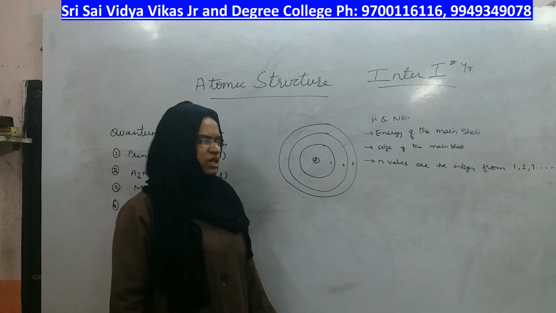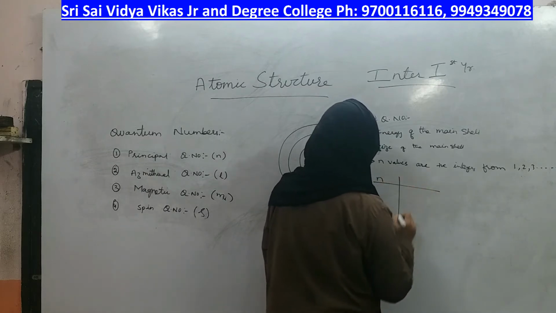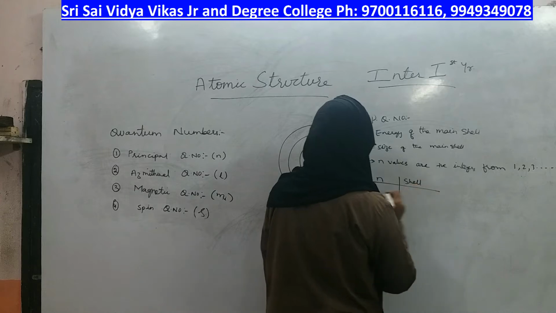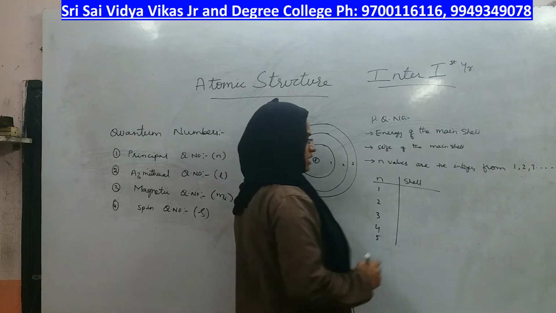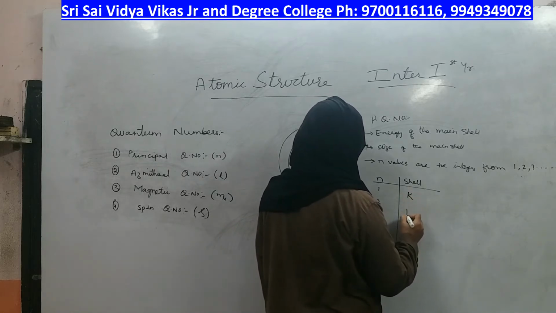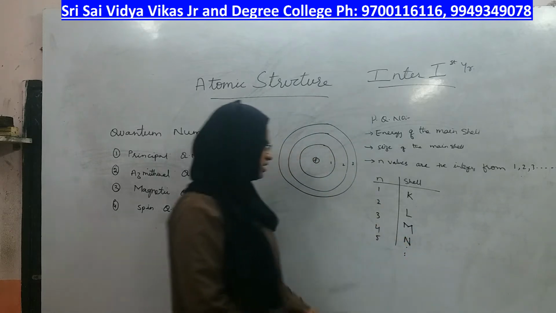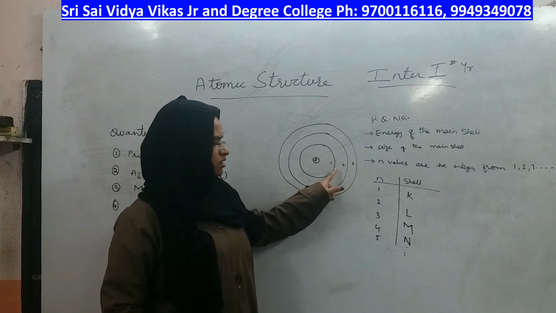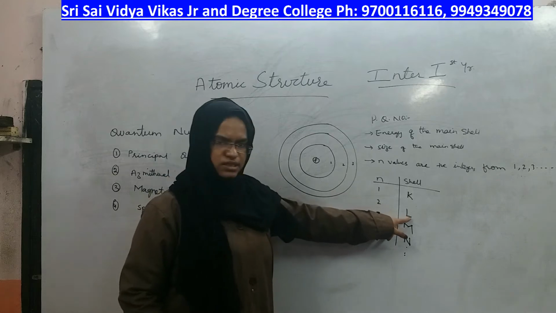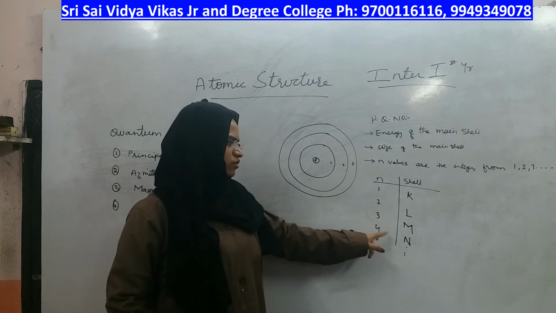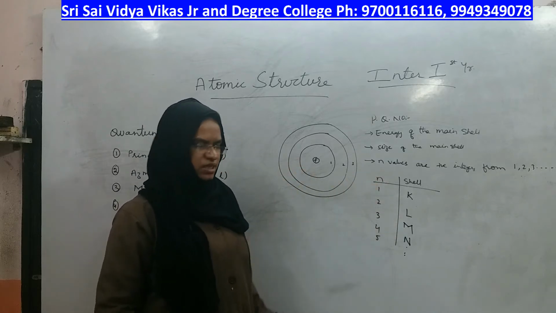Each main shell is having value from 1, 2, 3, 4, 5 and that shell is labeled as capital K, L, M, N and so on, right. The first main shell is this ring, which is also called as K shell. Second ring is called as L shell. Third is called as capital M. Fourth is called as capital N, right. These are all the names of the main shells, right.